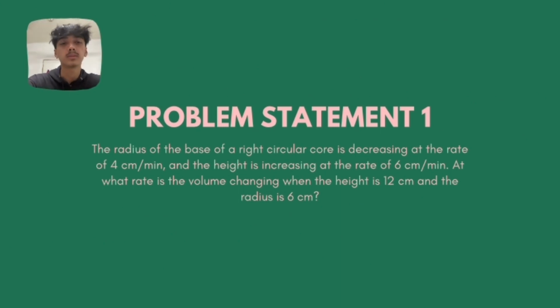So, problem statement 1. The radius of the base of a right circular cone is decreasing at the rate of 4 cm per minute, and the height is increasing at the rate of 6 cm per minute. At what rate is the volume changing when the height is 12 cm and the radius is 6 cm?